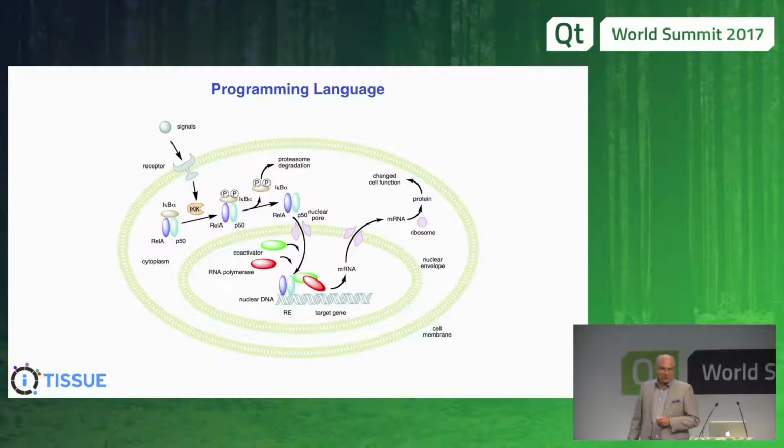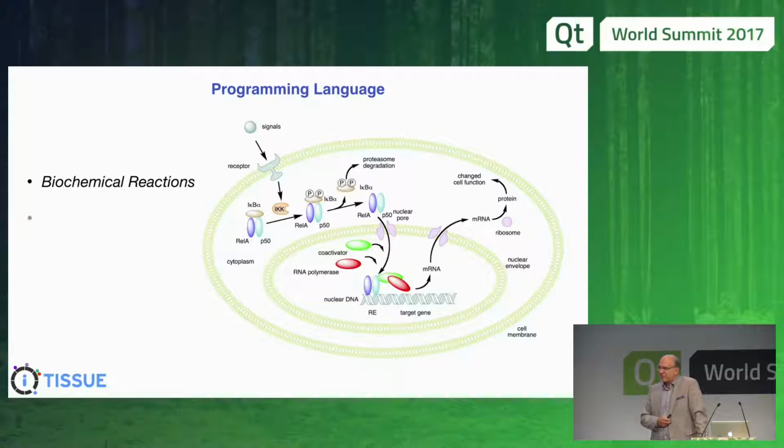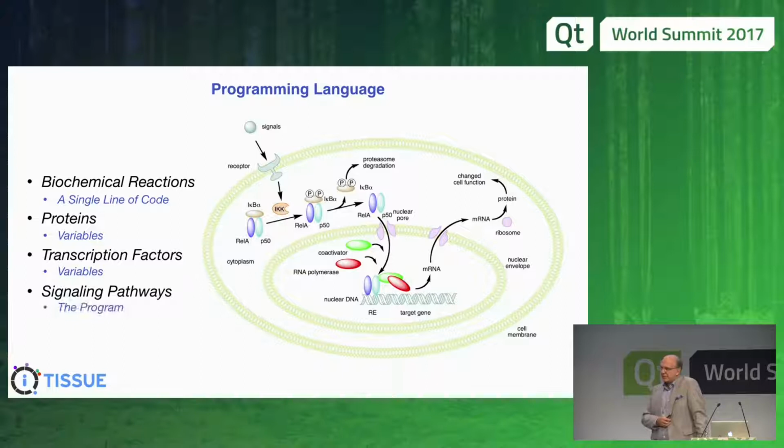I'll refer to a few programming analogs here. The programming language that we have in cells is different. There's no QML spoken here. We have individual molecules, and we have, for example, chemical reactions that actually form the programming language of the cells. And there are proteins, transcription factors, signaling pathways. They essentially work the same as a computer program, because you could think of a chemical reaction as a line of code, and there are different variables that play and interact in forming these signaling pathways that are essentially the programs that run this cell.